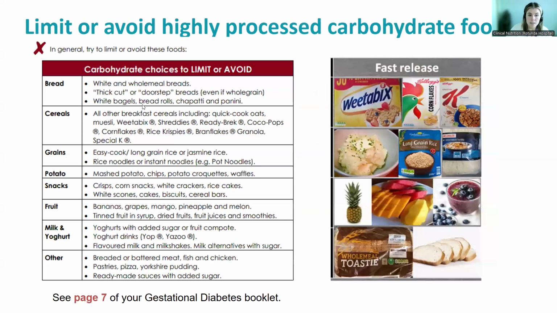Other breakfast cereals, like for example muesli or Weetabix or Shreddies or Cocoa Pops or cornflakes, Rice Krispies, granola, Special K. Unfortunately, these breakfast cereals are notorious for spiking or raising up the blood glucose levels, so we would encourage you to limit or avoid them in pregnancy with gestational diabetes. Some of these cereals are absolutely fine and healthy outside of pregnancy, but with gestational diabetes, they just don't work well with the blood sugar levels and tend to spike them up quite high quite easily.